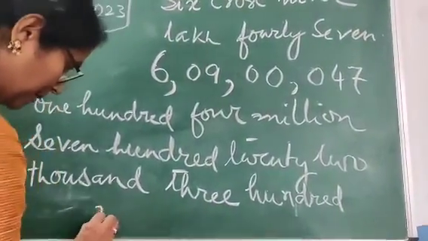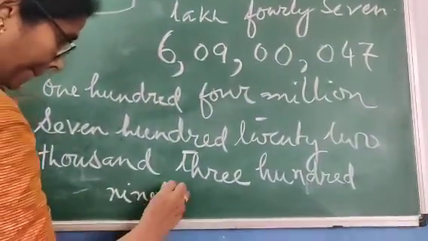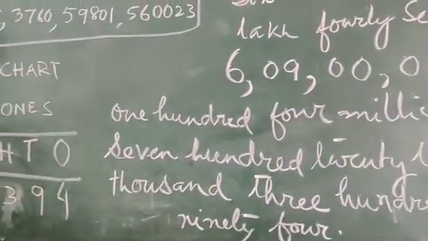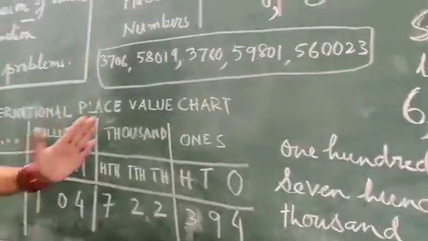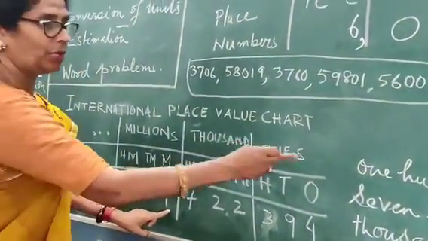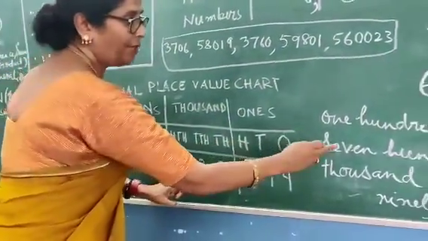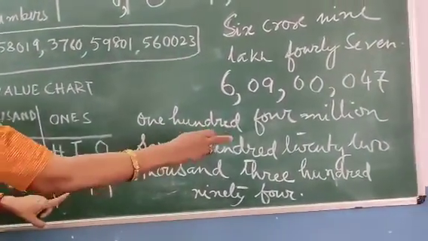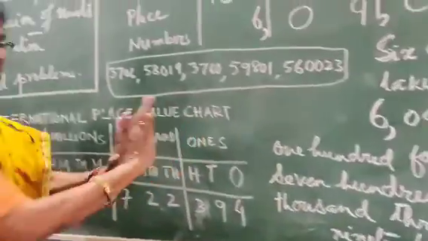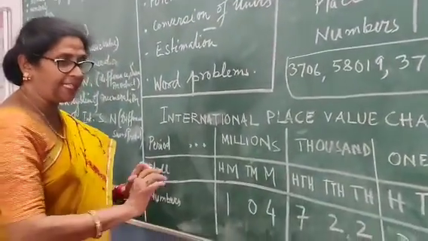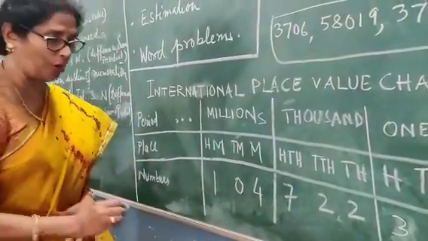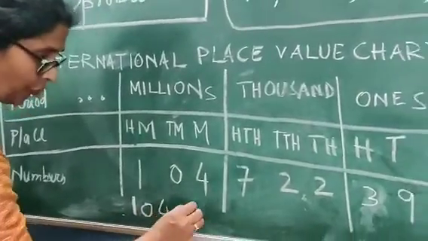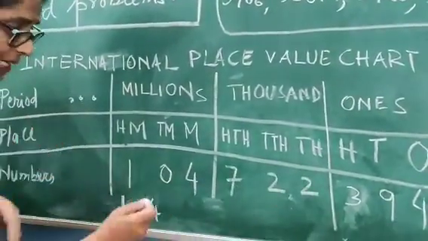22,394. So these numbers I have written in words: 104,722,394. Now if I write in figures, then where I have to put commas, that only I am showing you. I have to start from that side.